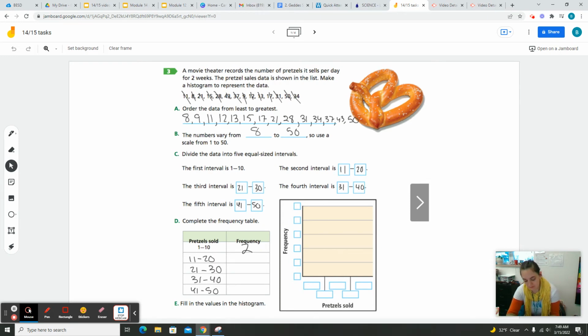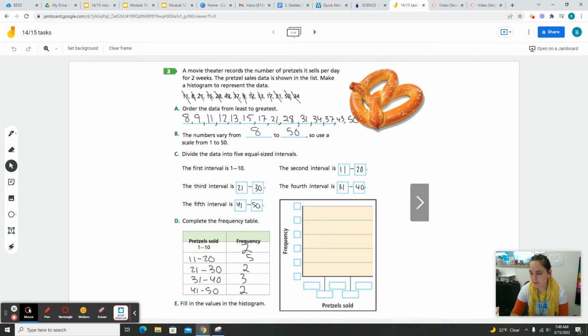So there is 5. 21 to 30, there are 2. 31 to 40, there are 3. And then 41 to 50, there are 2. Okay, now let's label our histogram.